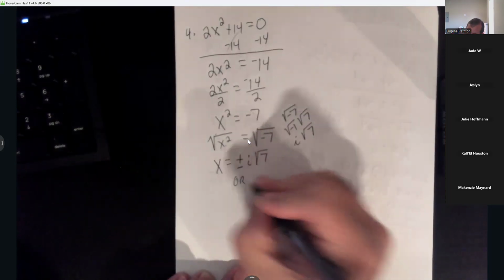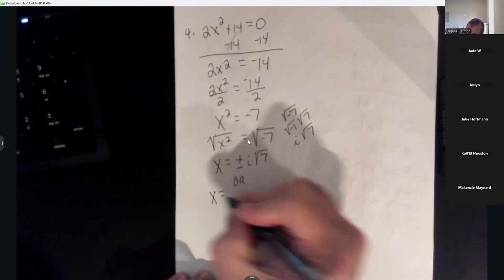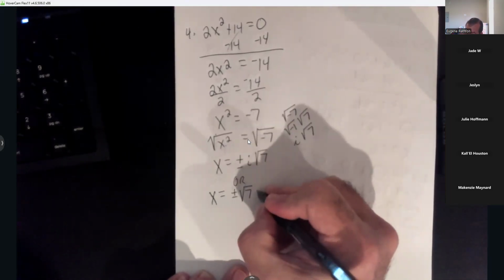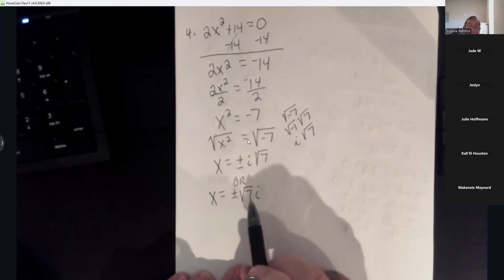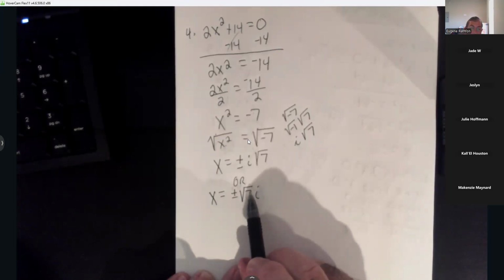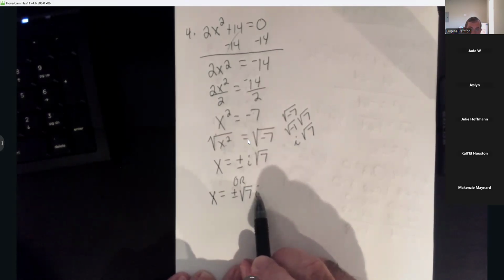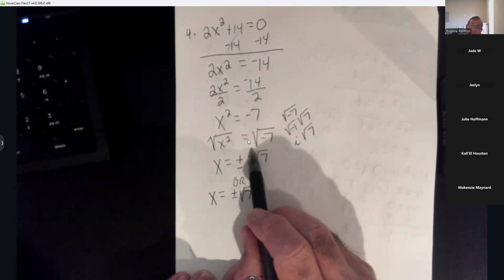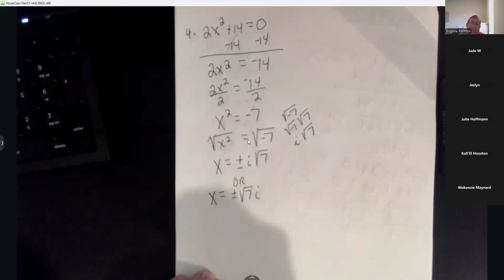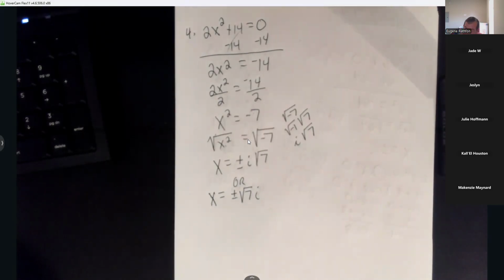Now, if you desire, it can be plus or minus square root of 7 and then the i. But y'all listen, you cannot put that i under that square root. If you do, it will mark it wrong. The i has to be outside, okay? That's why a lot of times I put my i first, so then I can't get it accidentally under there, okay?